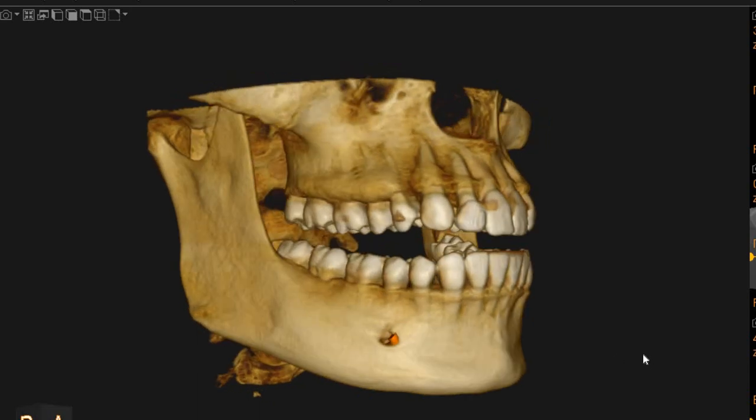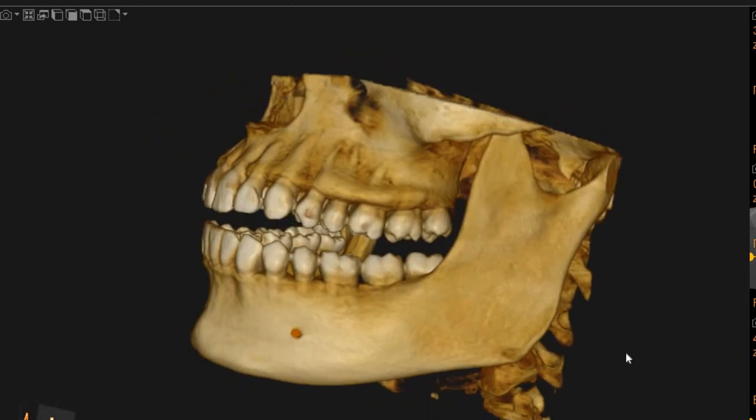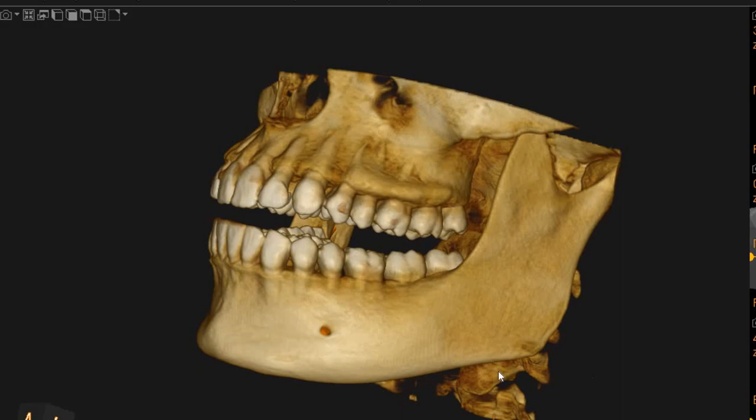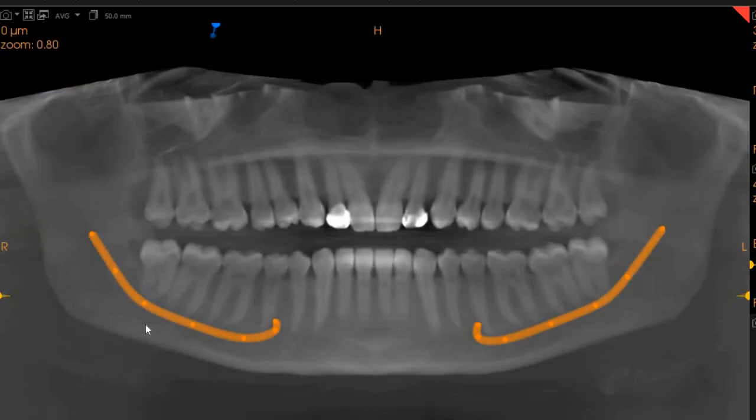The area of interest is the lower right 8 and the lower left 8 and their proximity to the inferior alveolar nerve. On the panoramic view, you can see that the inferior alveolar nerve is very closely associated with both the right and the left. So this is the right and this is the left. Here you can see that the inferior alveolar nerve is very close to the apex on the right hand side and on the left hand side.